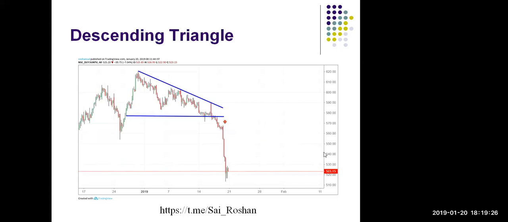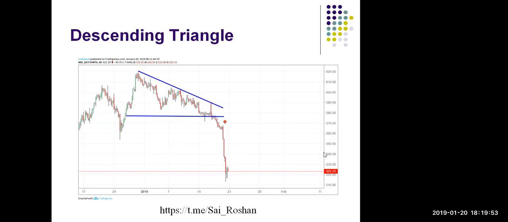Now descending triangle. This is once again yesterday's chart, I mean Friday's chart. This is Sun TV, 60 minutes chart. Friday's thing, or maybe Friday and Thursday both combined together. Now this is a descending triangle, exactly the opposite of ascending. So you have a strong support, which I have shown by a horizontal support line which I have drawn, and here it will be lower highs and lower lows.